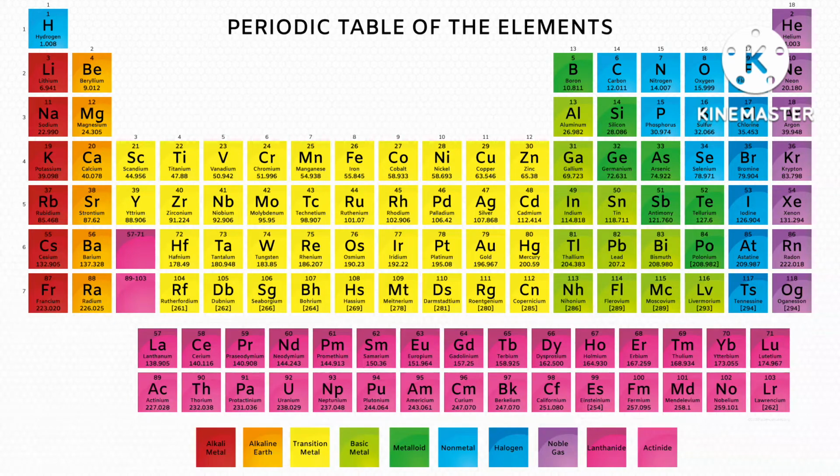Then 24.27 divided by 12.01 will come 2.021. This is the number of moles of carbon. Now you have calculated it. The third one is the moles of chlorine. In the same way you can calculate.